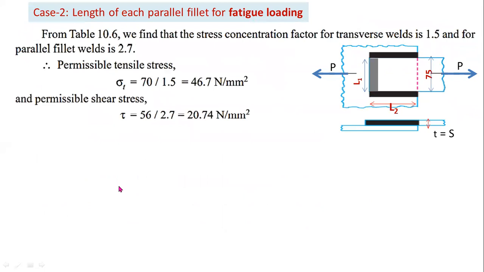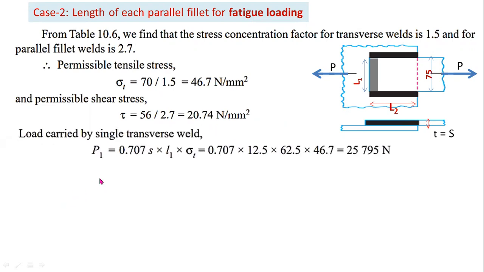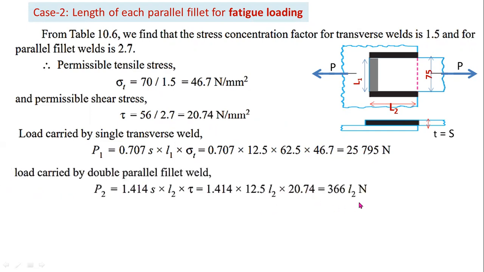In second case, you have to consider fatigue loading. Fatigue load. Okay. Already we know that P1 equal to 25,795 and P2 equal to 366 L2. Okay.